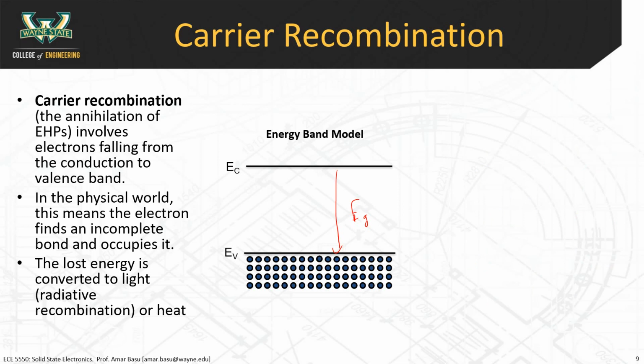And so that energy is given off as light in the form of a photon. When you give it off in the form of a photon, the energy of the photon is equal to hc over lambda, so you can determine the wavelength of the light that's given off. That's radiative recombination. The other type of recombination is thermal recombination, where the recombination event generates heat in the material. The first process happens often with direct bandgap semiconductors, and the thermal process happens more with indirect bandgap semiconductors.